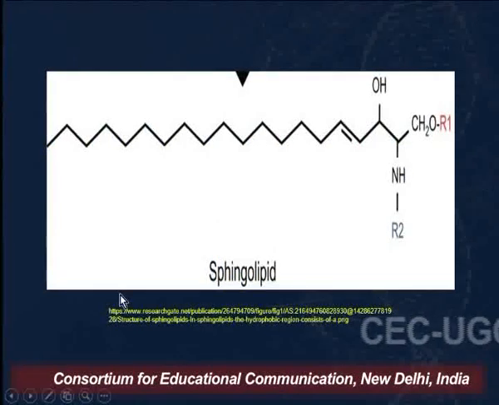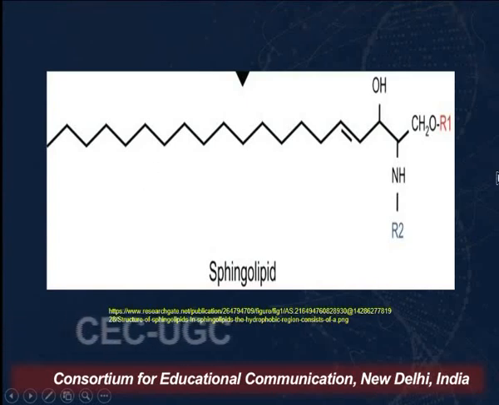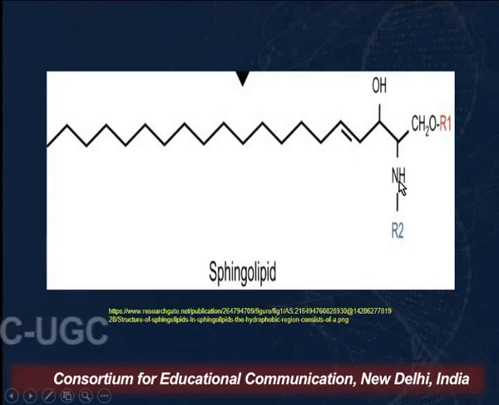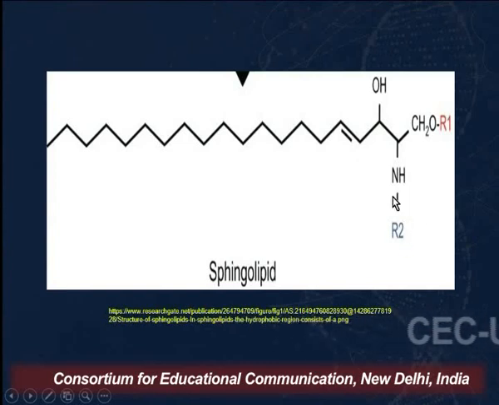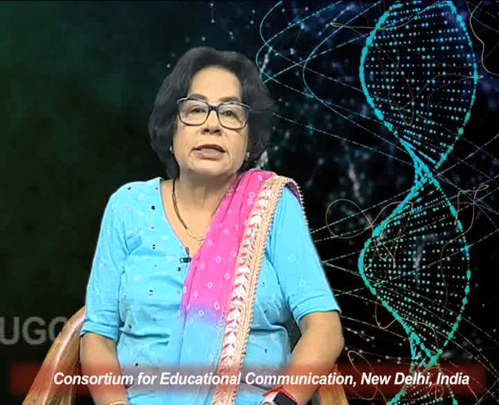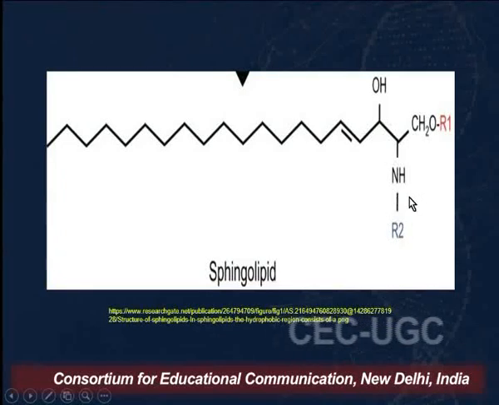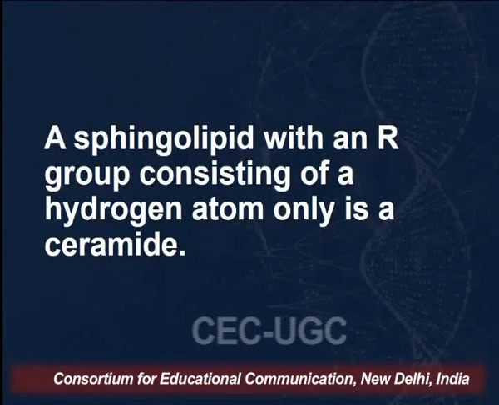Now if you look here, this is a sphingolipid, and as I have told you, this is the basic structure. In a sphingosine, this group is an NH2 group, and if one of the hydrogens of the NH2 group reacts with an acid to form an amide group here, what we will get is a sphingolipid. Now if this group R here is H, then we will get the simplest sphingolipid, which is a ceramide, right?